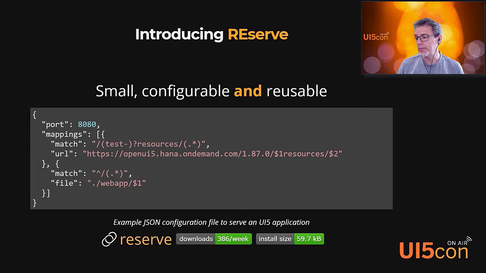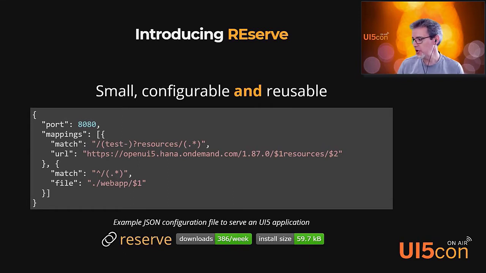One of the two will match every incoming request looking like a resources or test resources access to a UI5 resource. And it will redirect this request directly from the CDN in order to serve this request. On the other hand, if the request doesn't request a resource or test resource, then everything else will be served from the file system.